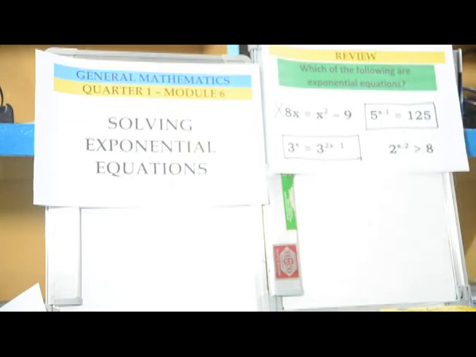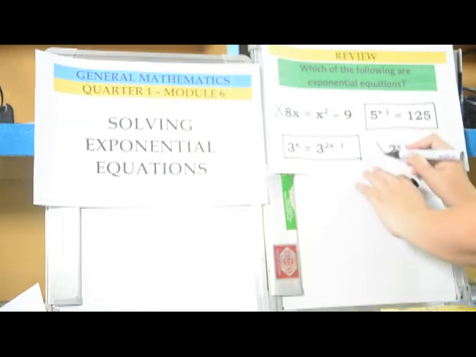Okay. Lastly, we have 2 raised to the power of x minus 2 is greater than 8. So try to see this one, class. The variable x serves as an exponent, but the symbol in between the expression is an inequality symbol. So this one is not an exponential equation. So let's mark this as x.